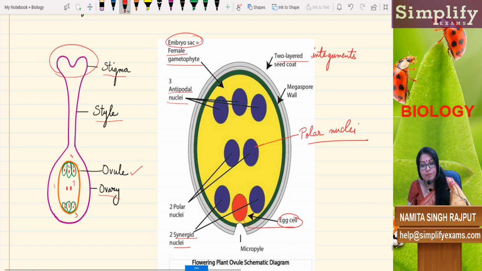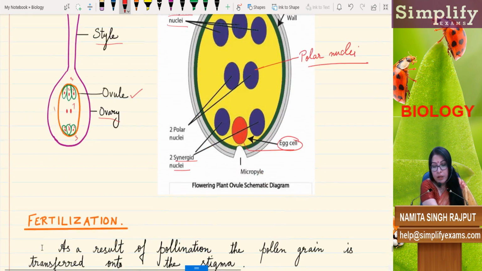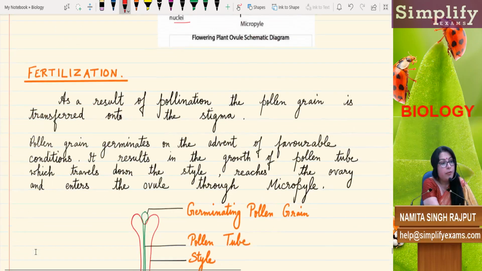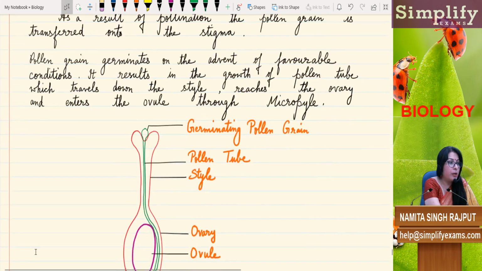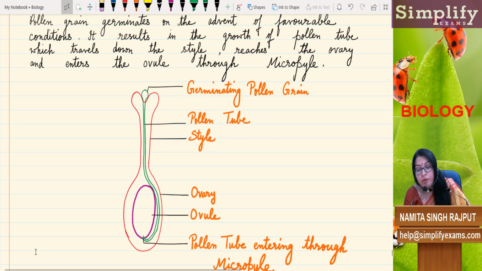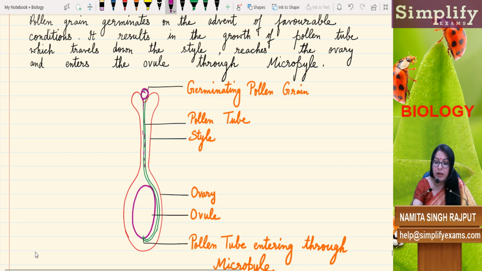Now what happens? The pollen tube is entering the ovule. This is the micropyle through which the pollen tube is going to enter. Now what is fertilization? The fusion of the male nuclei with the female nuclei. As a result of favorable conditions, this germinating pollen tube, I'm just going to show it with a different color. This is the pollen grain, and it has favorable conditions, so it has germinated. Now this pollen tube goes through the style like this, and it ultimately enters the ovary through the micropyle. Now what happens after this?